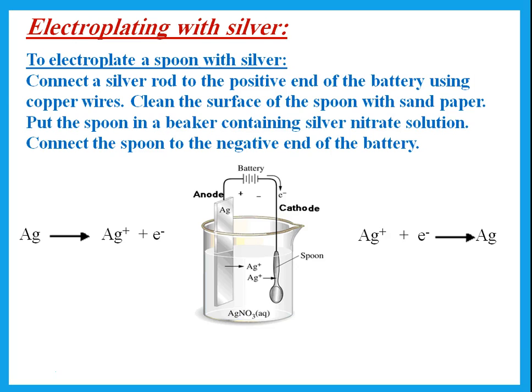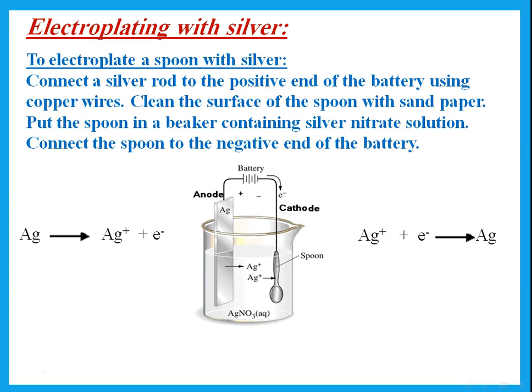So to electroplate a spoon with silver, we connect the silver rod to the positive end of the battery, and this is of course using copper wires. Clean the surface of the spoon with sandpaper. Remember, before we do electrolysis, we need to clean the surface of the spoon. Now, if we're asked why do we need to clean the spoon, this is to allow the silver to stick to the surface. And usually we use something called sandpaper, which is rough paper that is used to smooth out or clean the surfaces of metals or other substances.